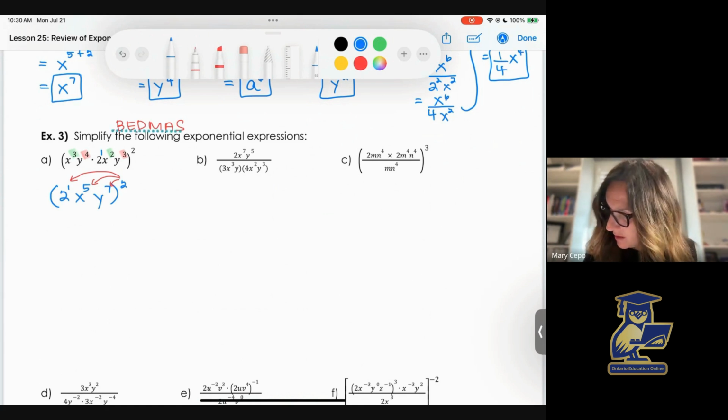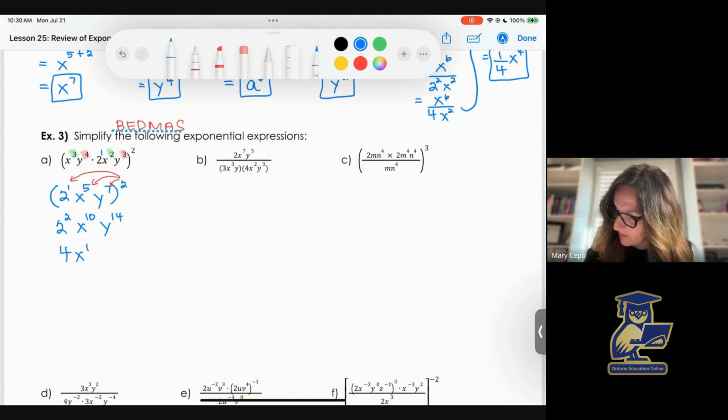Now that we've done that, this becomes 2 to the power of 1 times 2, which is 2, x to the power of 5 times 2, which is 10, y to the power of 7 times 2, which is 14. 2 to the power of 2 we can simplify, so it's 4, x to the power of 10, y to the power of 14.